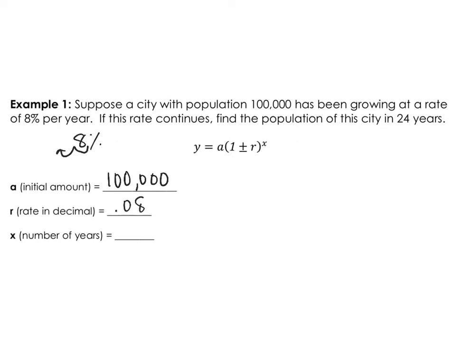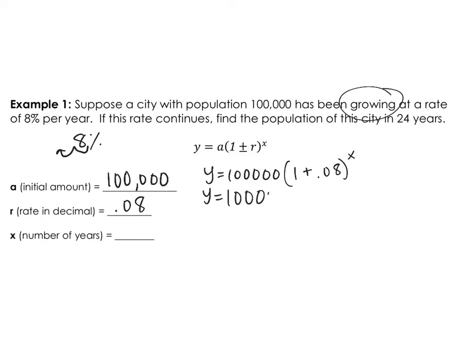So I have 0.08. Plugging that into my equation, I had an initial amount of 100,000, and I saw that it said that we were growing. So my situation is getting bigger, so I'm going to use the plus in this, and my R was 0.08 to the X power. To simplify this a little bit, I would add these two together. 1 plus 0.08, I can add together, giving me 1.08 to the X power. So here is my equation.